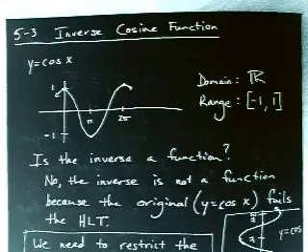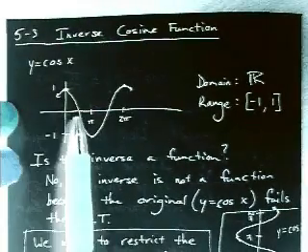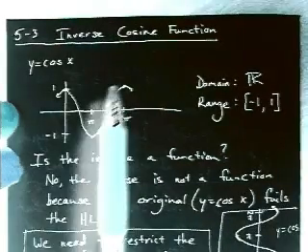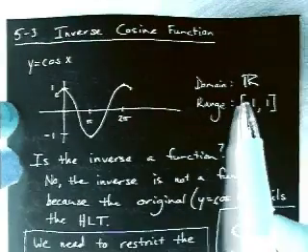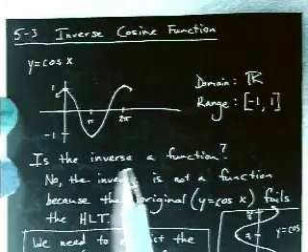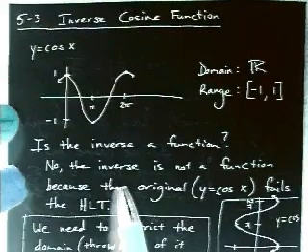Okay, we've got section 5.3 about the inverse cosine function. Your basic cosine function, as we know, starts out at its maximum and repeats after a cycle of 2 pi. It has a domain of all real numbers and a range of -1 to 1. The question is, is the inverse a function? And the answer is definitely no, the inverse is not a function.